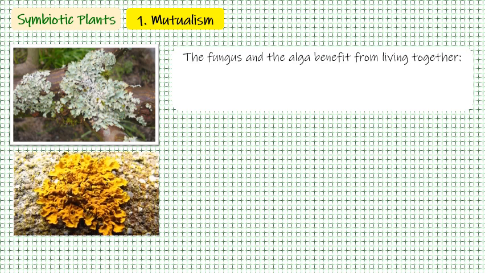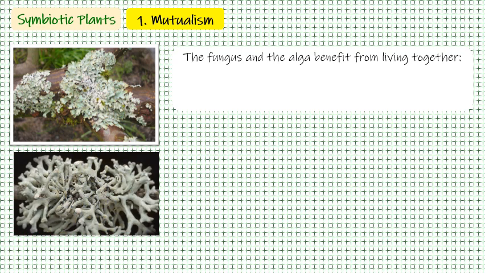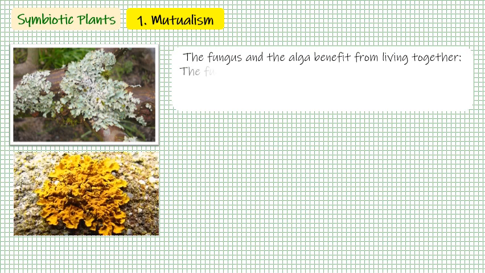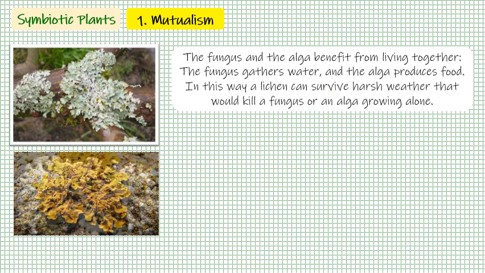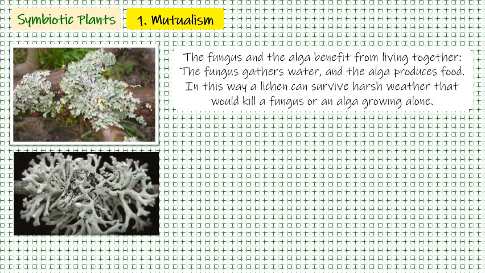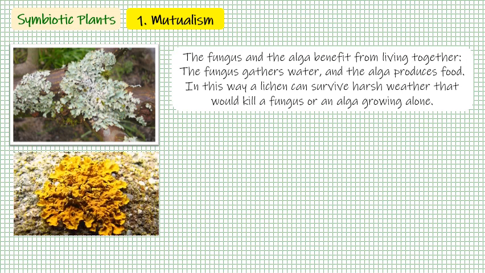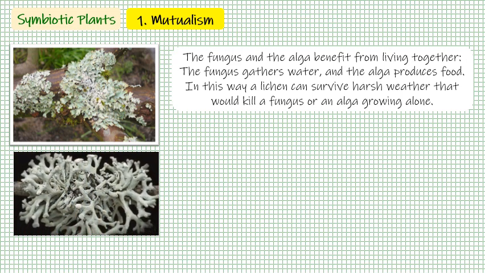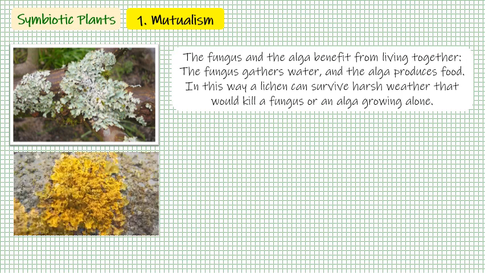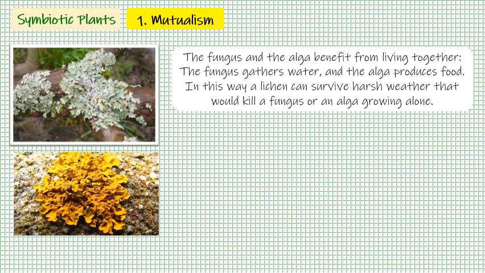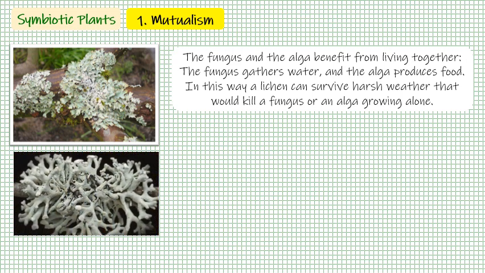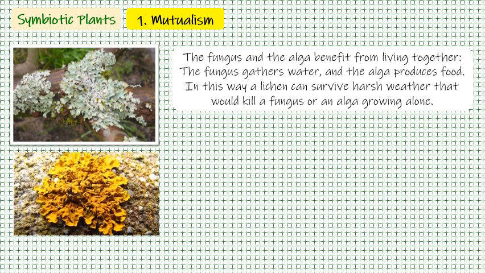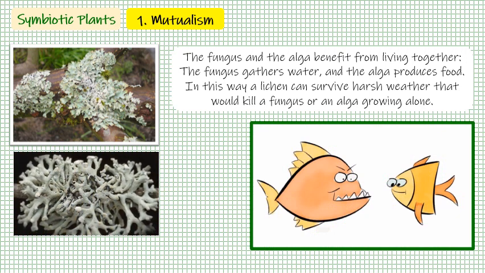They are both helping each other. The fungus or the mushroom gives water and minerals to the alga. The alga is producing food and giving some of this food to the mushroom. This way, both are happy. So, in a mutualistic relationship, in mutualism, both organisms are happy. And to understand better what mutualism is, we're going to watch a short video.